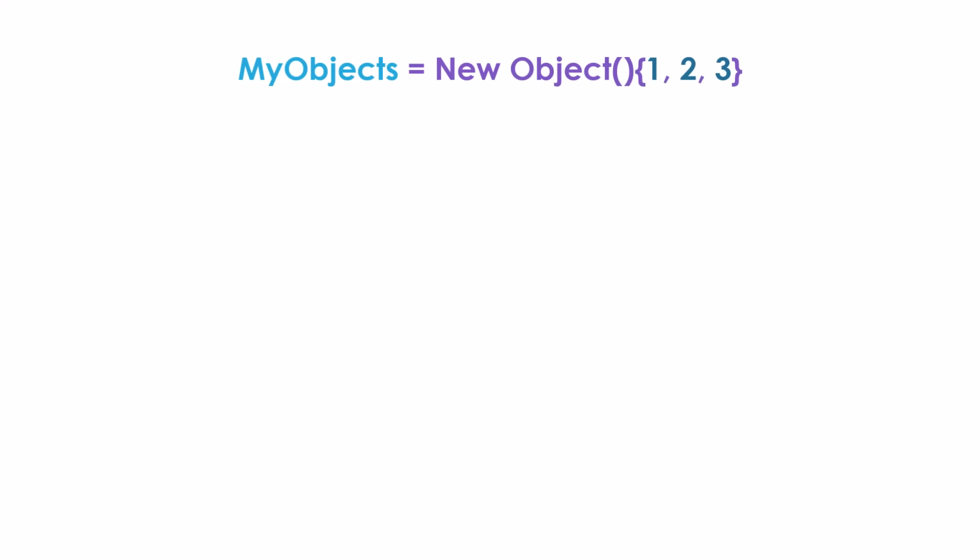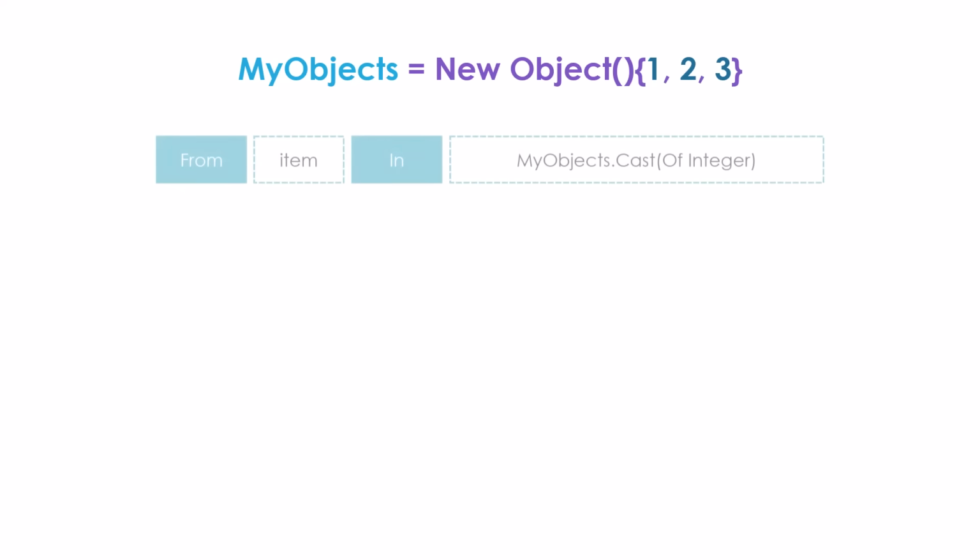To query the numbers of this array as integer type, we can use cast method in this way. In this case, the variable item is of type integer. And I can access the properties and methods of integer value. Everything is okay and no exceptions will be thrown, because the object array contains only integers. So, I changed the object reference to integer.